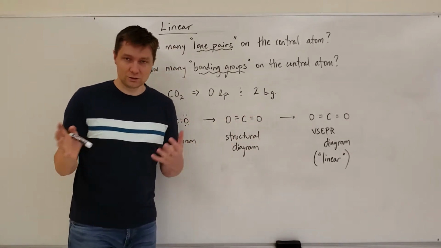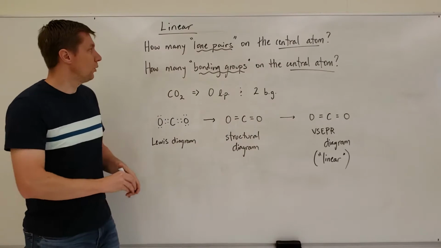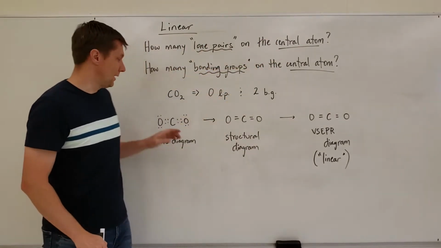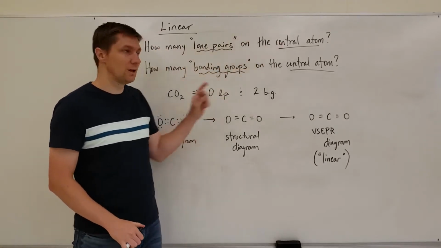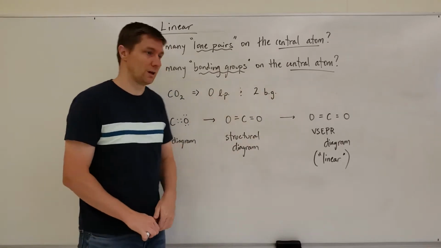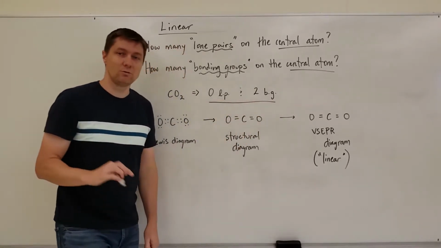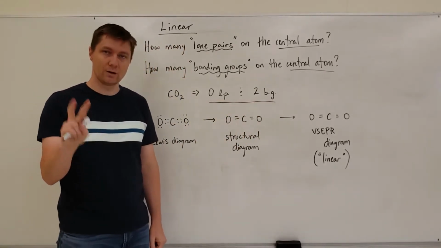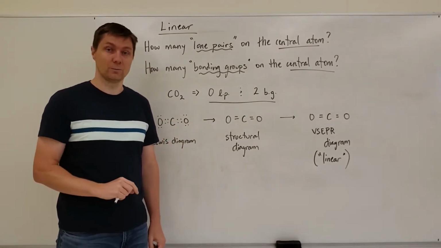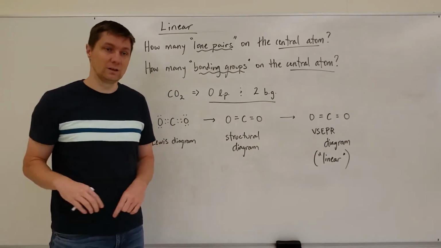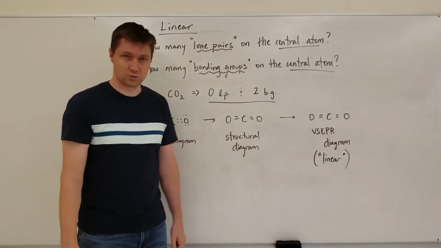When we are determining the shape, also remember that this is only for central atoms. So I'm only looking at lone pairs on the central atom. I'm not looking at lone pairs on peripheral atoms. Those don't matter. So how many lone pairs on the central atom and how many bonding groups on the central atom? Now, for a linear shape, this is the configuration. Anytime you have a central atom that has 0 lone pairs and 2 bonding groups, you simply say, okay, I know that that is a linear shape. So that's how we know that this diagram is just going to be linear, which is just straight. Actually, the VSEPR diagram looks exactly the same as the structural diagram.